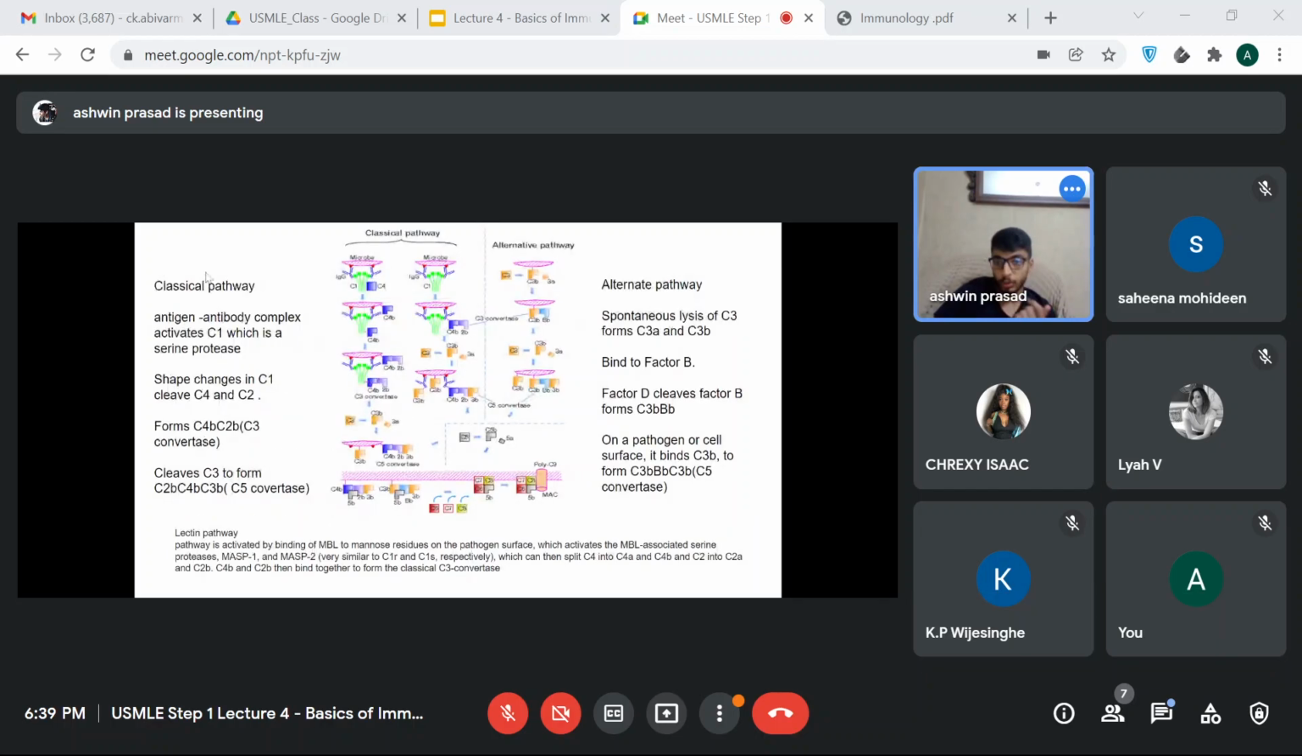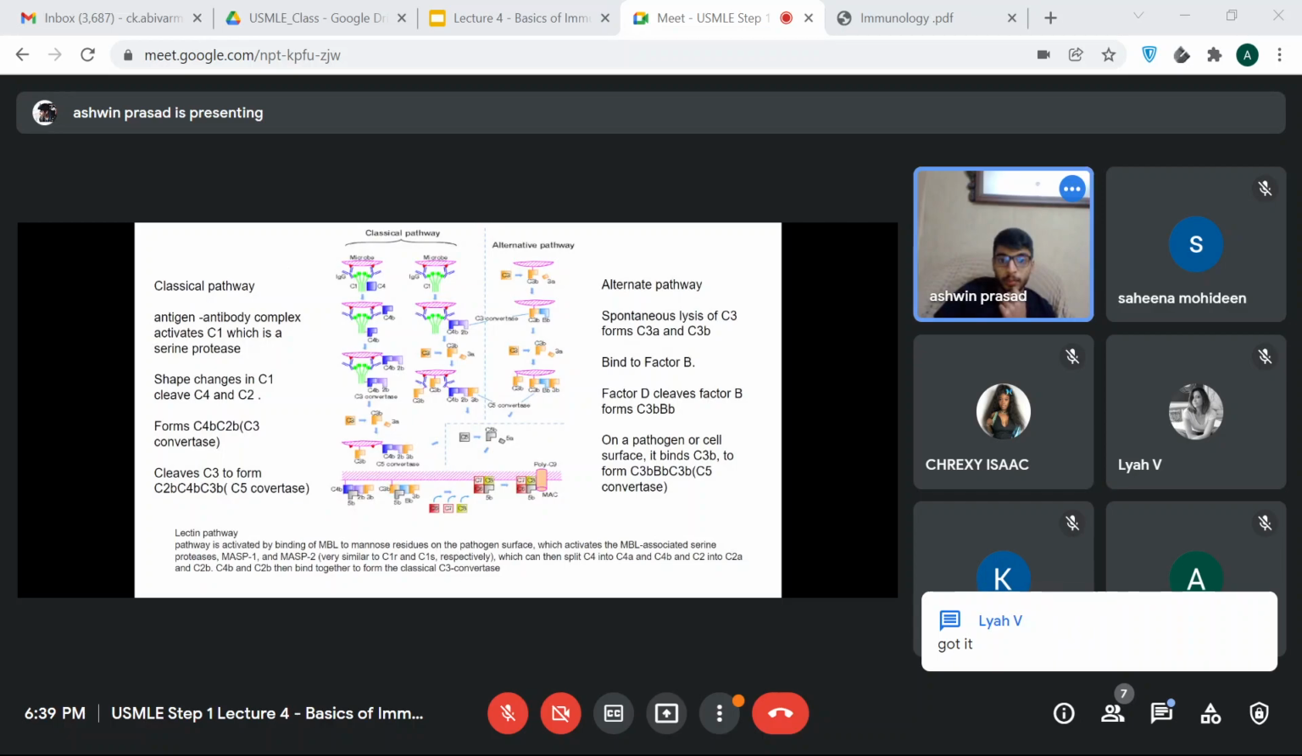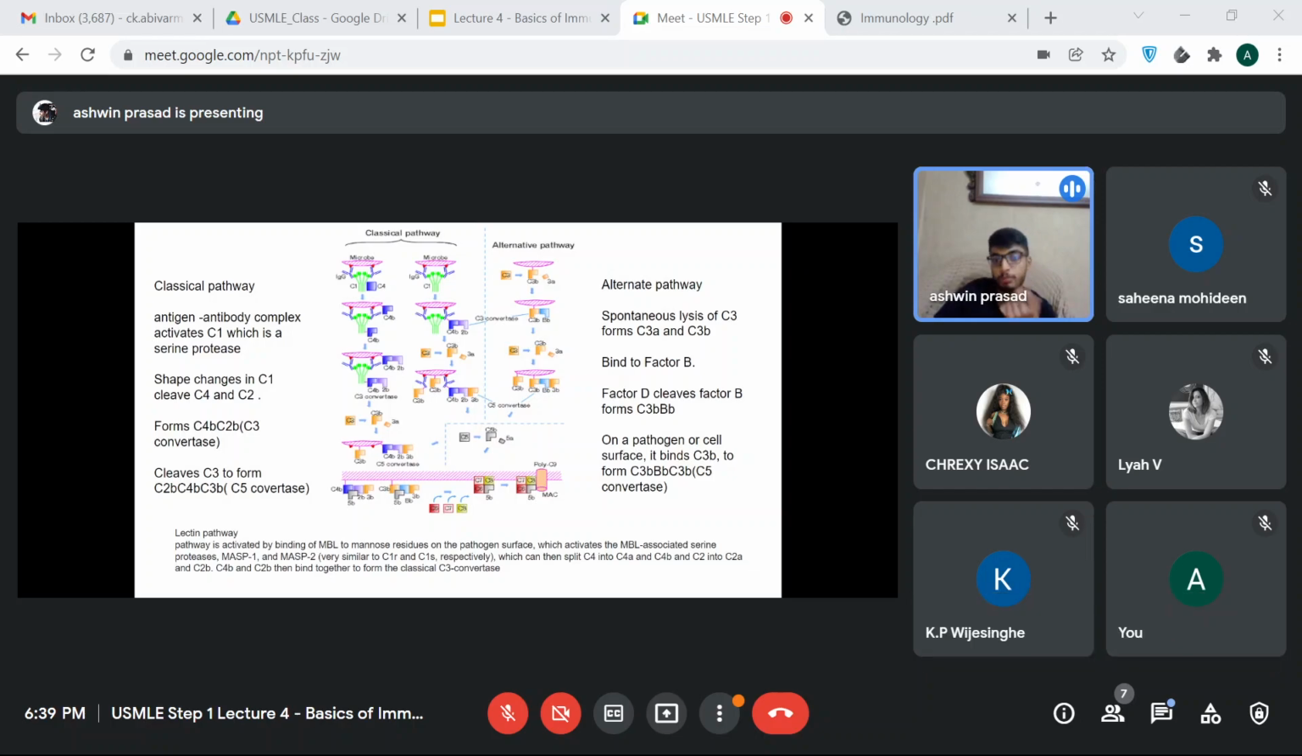So the alternate pathway continuously lyses C3 to C3A and C3B, but the specificity in this pathway arises because you only have factor B and factor D activation upon contact with PAMPs and DAMPs, which are pathogen-associated molecular patterns and damage-associated molecular patterns. We learned it in the first lecture, where we said this is how our receptors get to know that there's inflammation or there's a pathogen around.